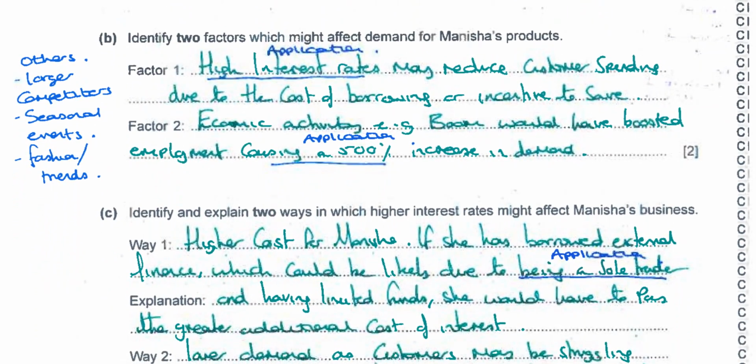Right, identify two factors which might affect demand for Manisha's products. Again, there's so many points you could mention. I've just gone for the application. I've gone for interest rates, as it could reduce customer spend due to the cost of borrowing and incentive to save, which actually relates to the next question as well.